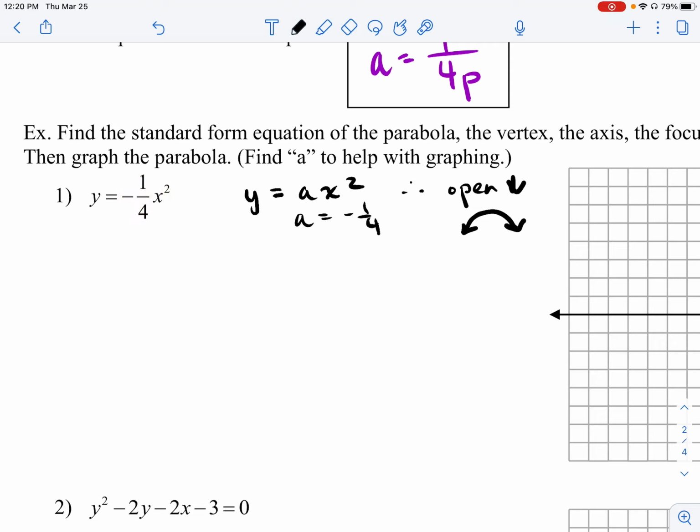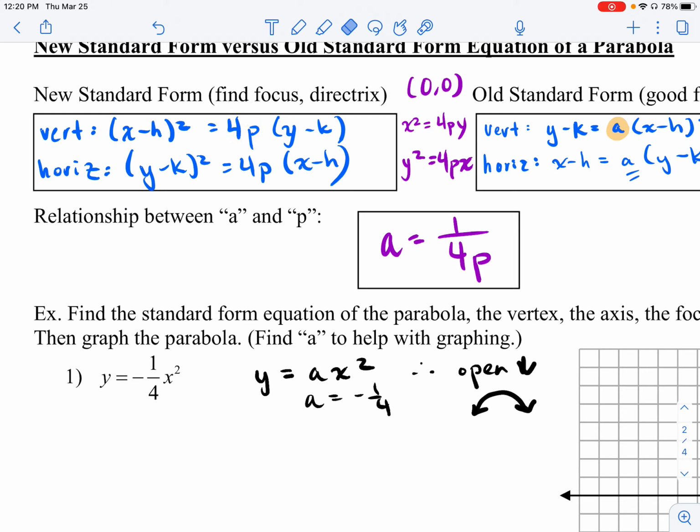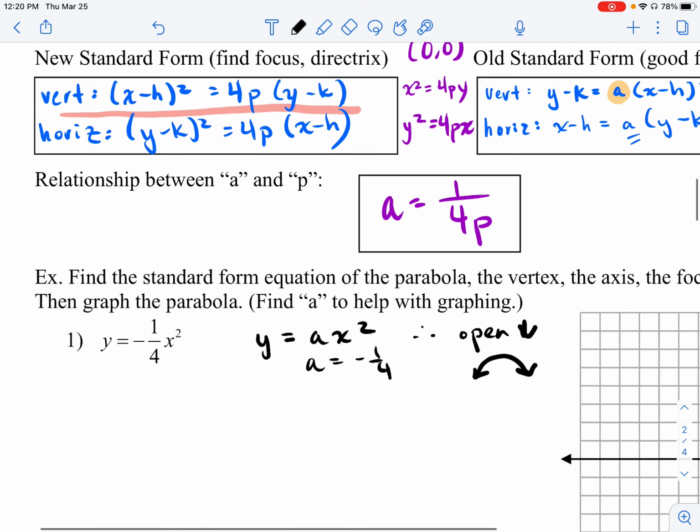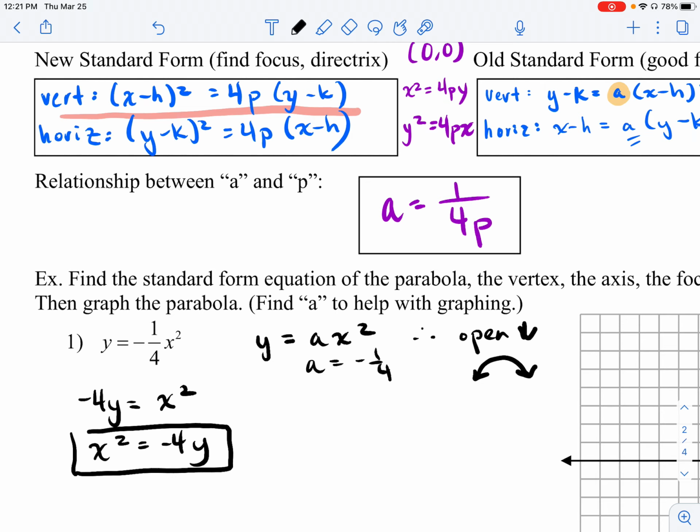Let's start thinking about, all right, how would we write this in our new standard form? Well, we want this to look like what we have up here. And we know, again, that this is vertical in this particular case. So we want to have our x value squared by itself, isolated. So here we're going to multiply both sides by -4. So we say -4y is equal to x squared. So if I just want to be cleanly aligned with what I have written up there, we'd say x squared is equal to -4y. And that's it. This is a pretty simple problem, actually.